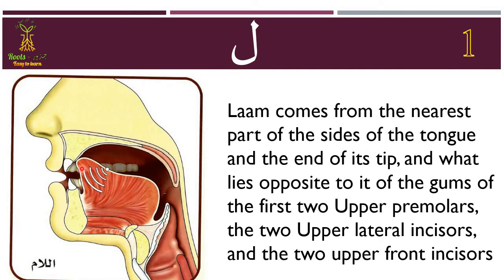So, Laam comes from the nearest part of the sides of the tongue, the side of the tongue, and not all of the side, it's just the end of its tip. So the side of the end of the tip and what lies to it of the gums here of the first 2 upper premolars and the 2 upper lateral incisors and also the 2 upper front incisors.